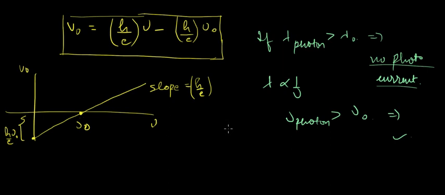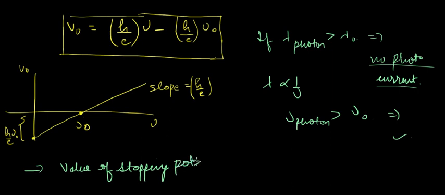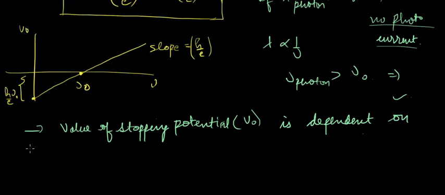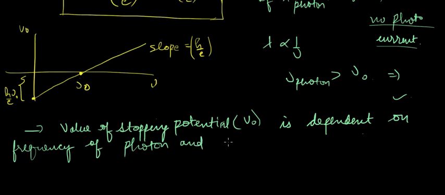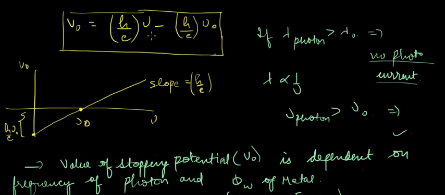So the value of stopping potential, which is V naught, is dependent on the frequency of the photon and phi naught, or rather the binding energy of the metal. How? Obviously there is a term nu here and nu naught here. Nu naught refers to the binding energy of the metal.